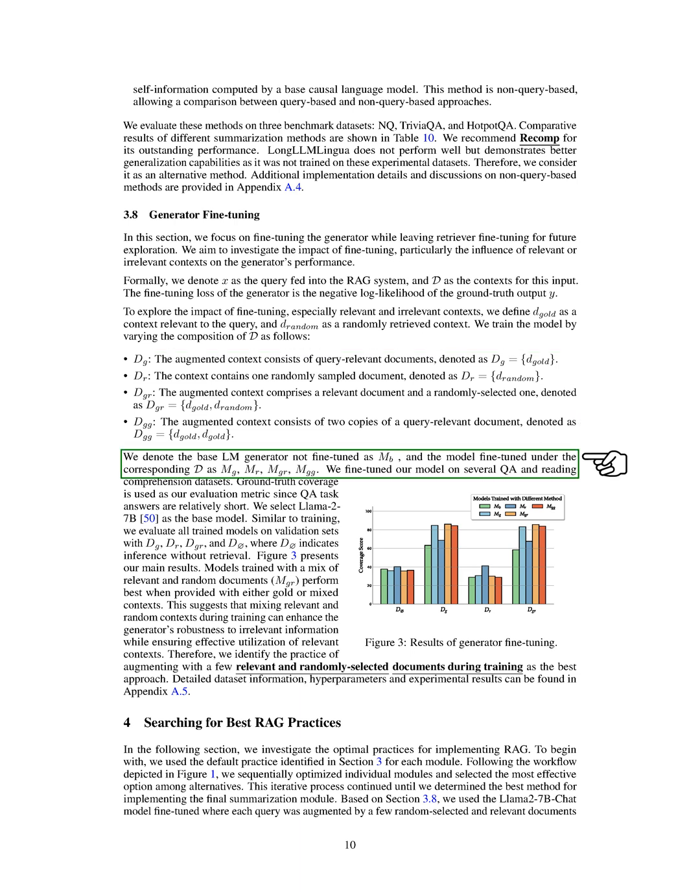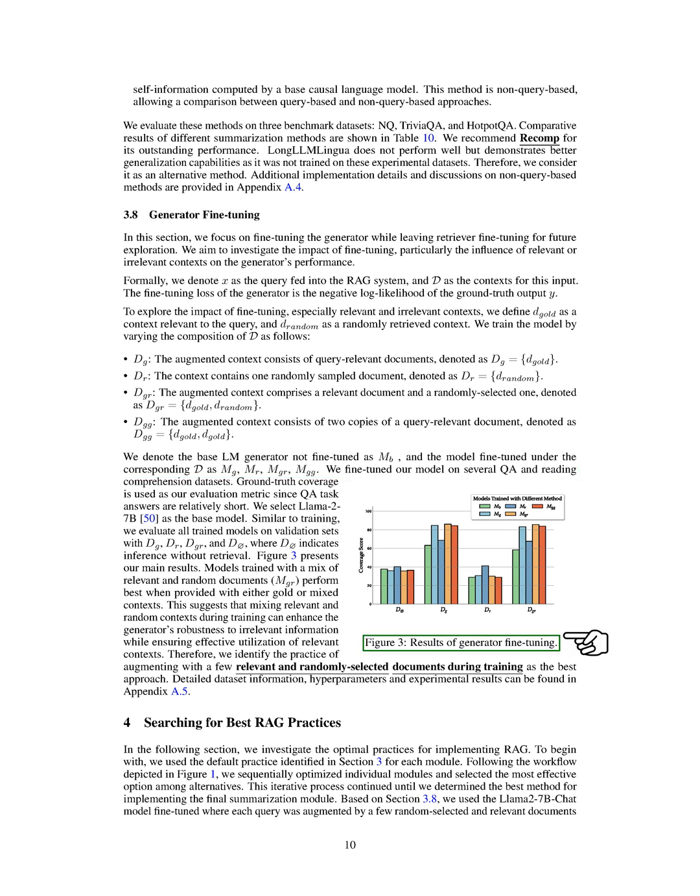The generator without fine-tuning is labeled as M_B, and the fine-tuned models under different contexts are labeled as M_G, M_R, M_GR, M_GG. We fine-tuned our model on various QA and reading comprehension datasets, using ground truth coverage as the evaluation metric. We chose Llama 2 7B as the base model.